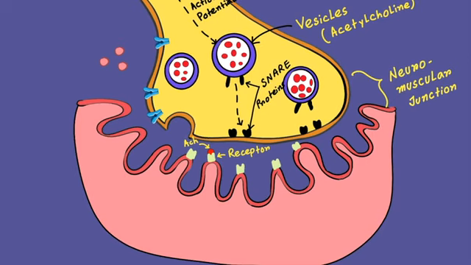Now botulinum toxin is taken up by the cholinergic nerve endings. Here one point you should remember is that botulinum toxin is not taken up by the adrenergic nerve endings. It is only taken up by the cholinergic nerve endings.